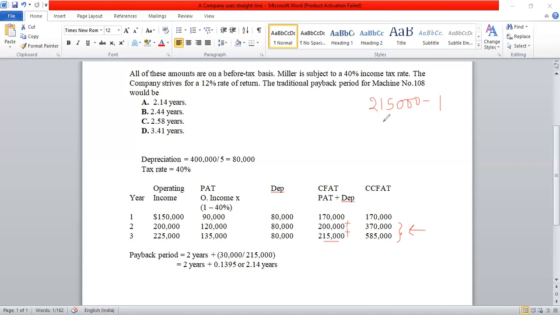So we want only that fraction of the year between second and third year, the fraction of the year wherein 30,000 was paid back. So 30,000 requires what portion or what fraction of the year? So we write the equation: 30,000 by 215,000, which is equal to 0.1395. So the time period is 2.14 years rounded off. So the answer is A, 2.14 years. I hope it's clear.